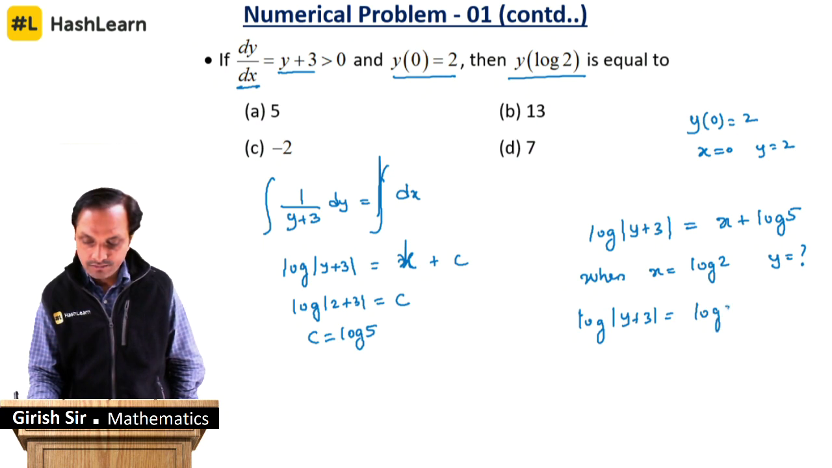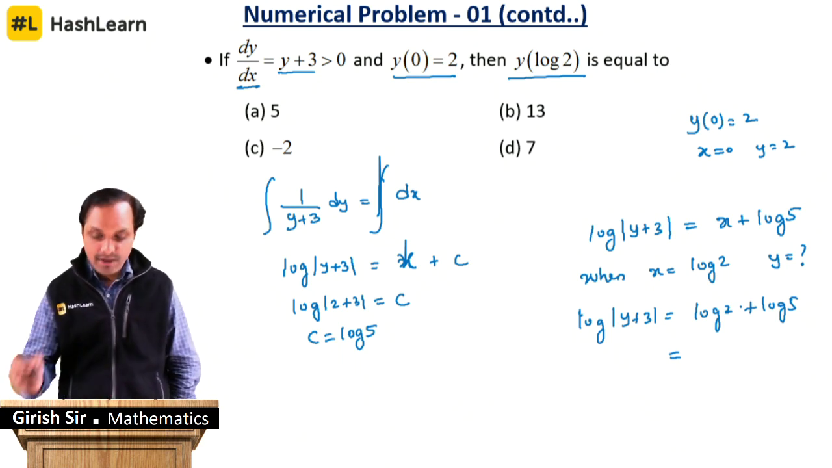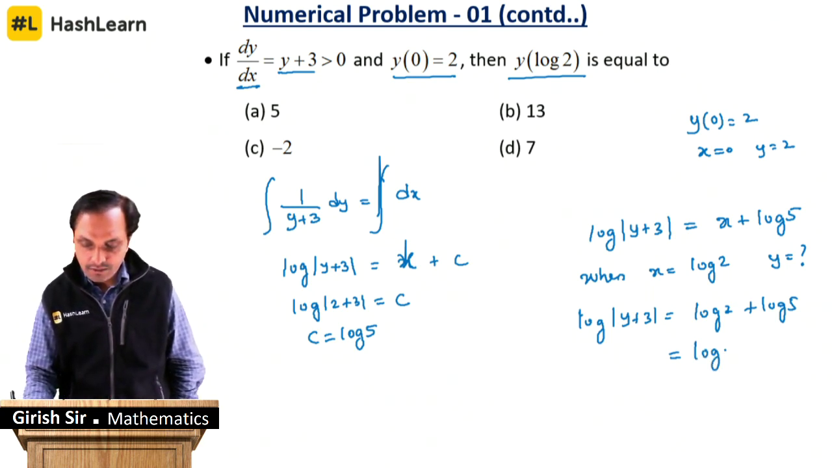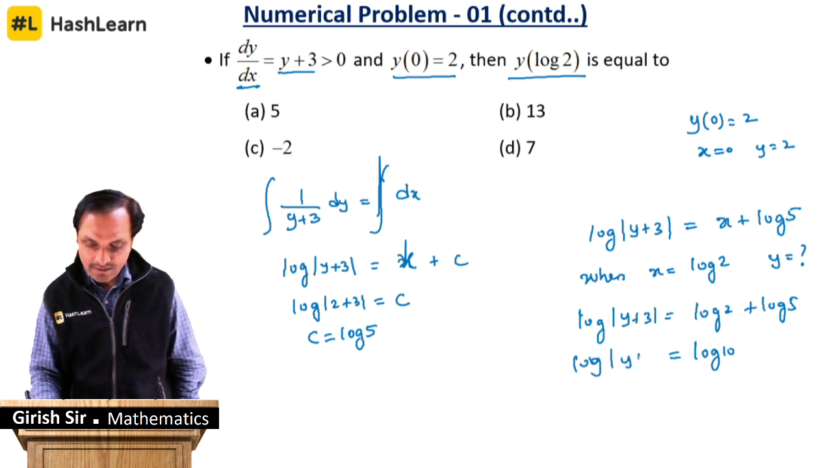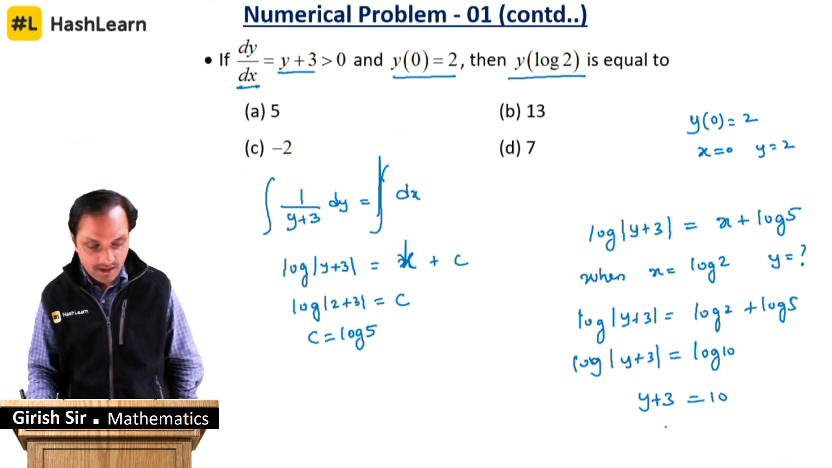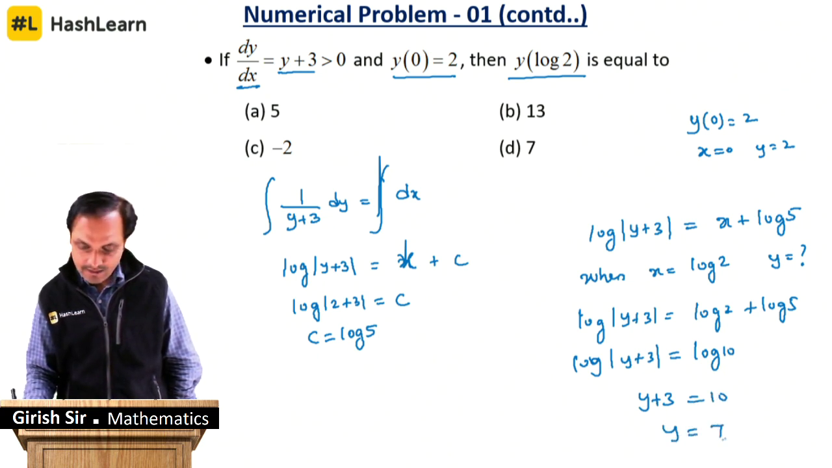This is log 2, this is log 5. You know that log m plus log n is log m into n. That will give you 5 into 2 or 2 into 5 as 10. This is log y plus 3. If you cancel log on both sides, y plus 3 is equal to 10. तो हमारा y वैल्यू हो गया 7.